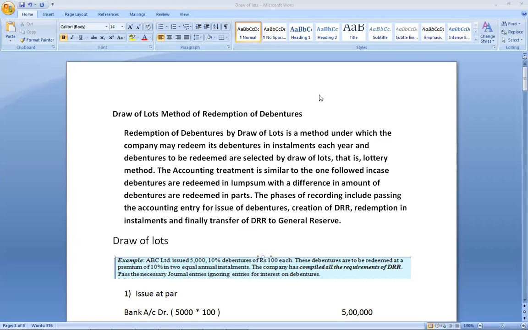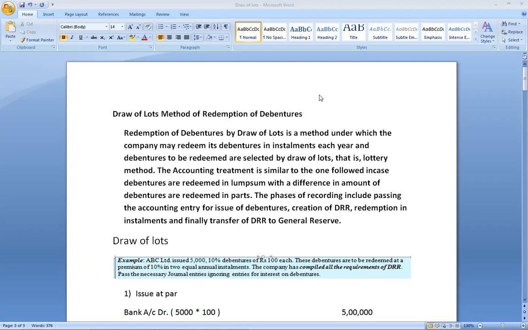We will call 25,000 debenture holders first in the first year, and then in the next year we will call 25,000 again. If we have a total of 50,000 debentures, we will call them in lots. In two lots we are calling them and repaying the amount back to them. So redeeming in parts is called redemption with the draw of lot method.